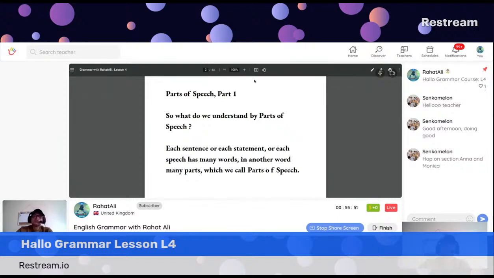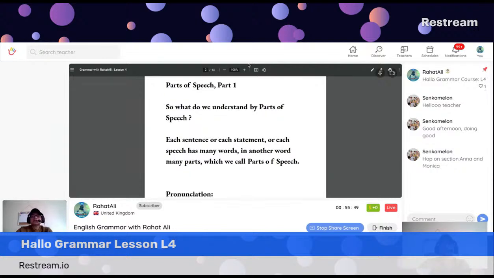Remember, the sound of OF is "ov" and OFF is "off". Always remember that this sound is "ov" and this is "off". So, parts of speech.